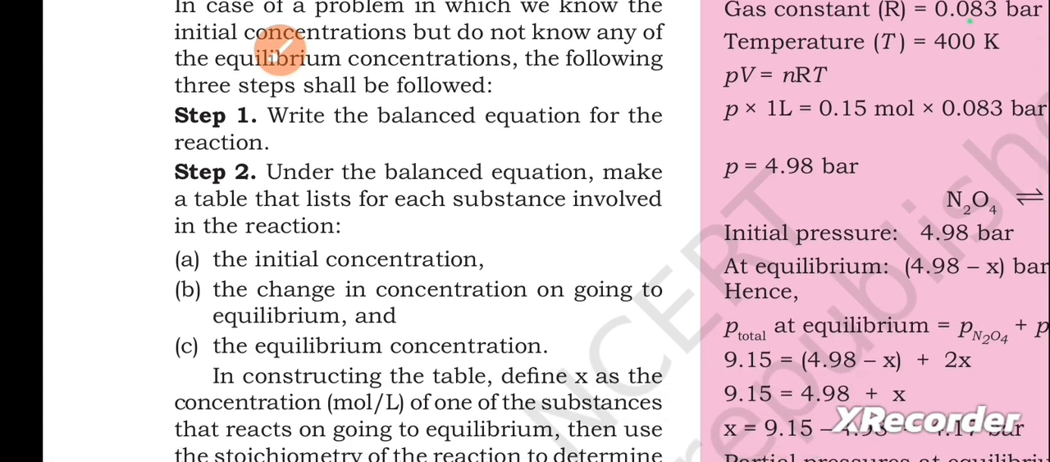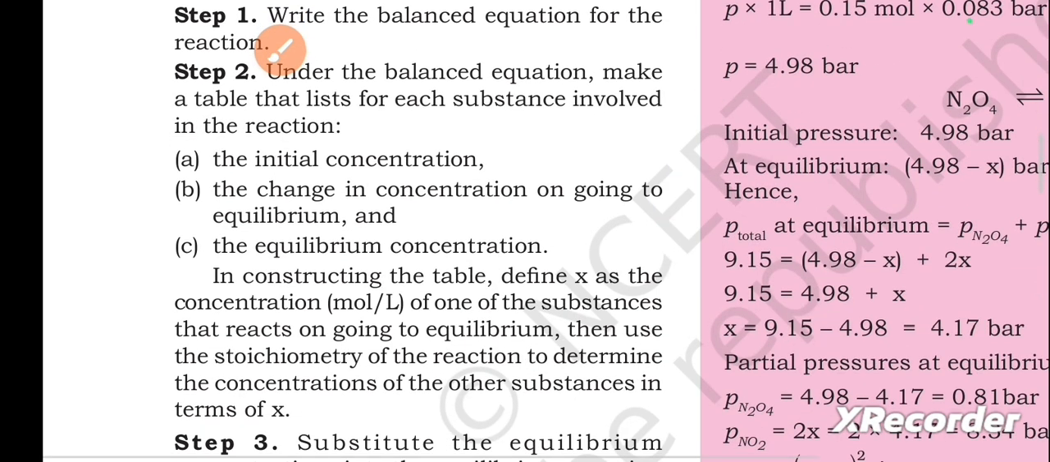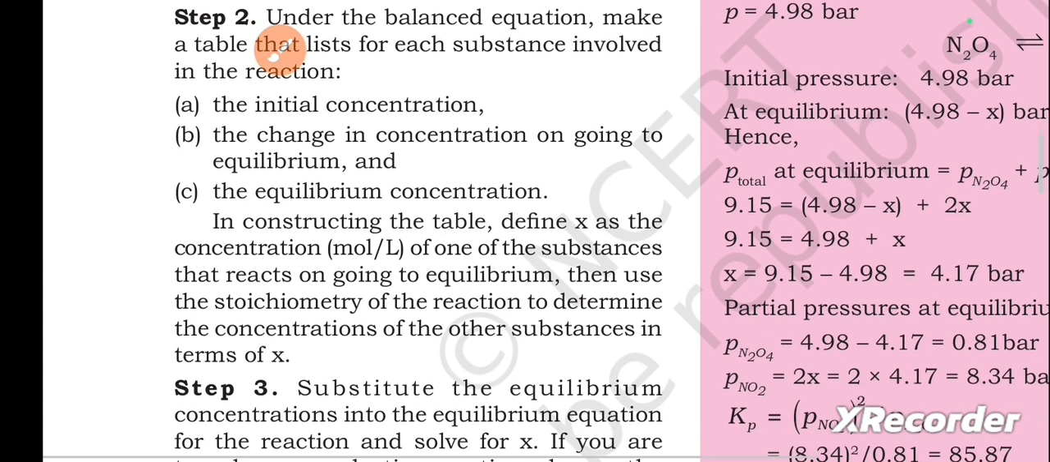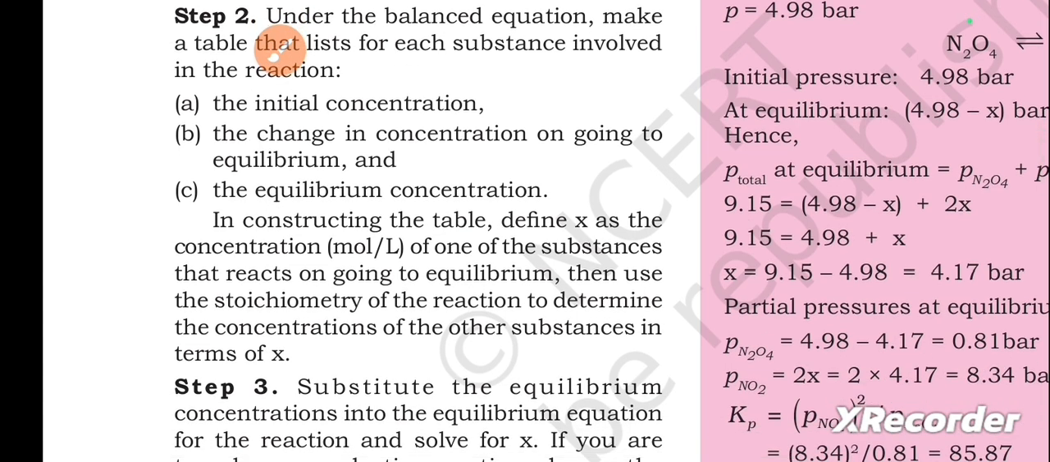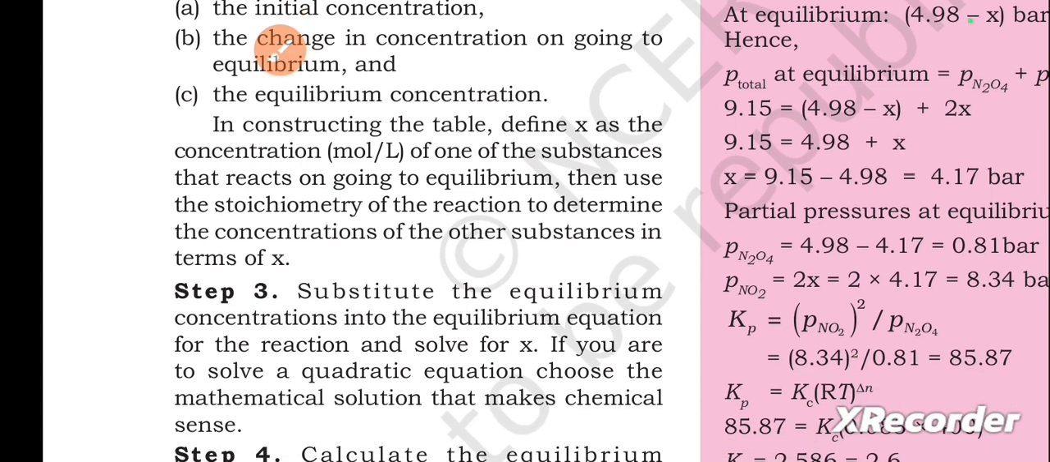A. The initial concentration. B. The change in concentration on going to equilibrium. And C. The equilibrium concentration. In constructing the table, define X as the concentration of one of the substances that reacts on going to equilibrium. Then use the stoichiometry of the reaction to determine the concentrations of the other substances in terms of X.